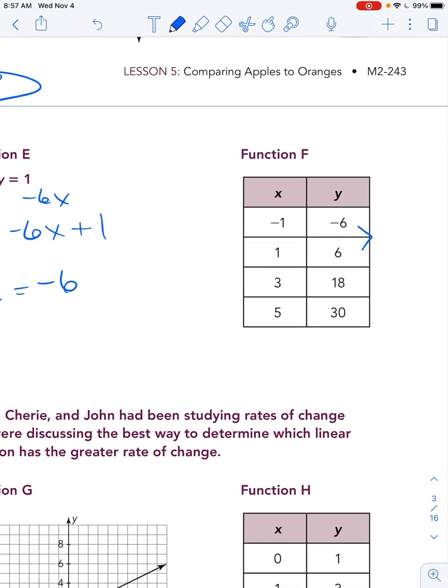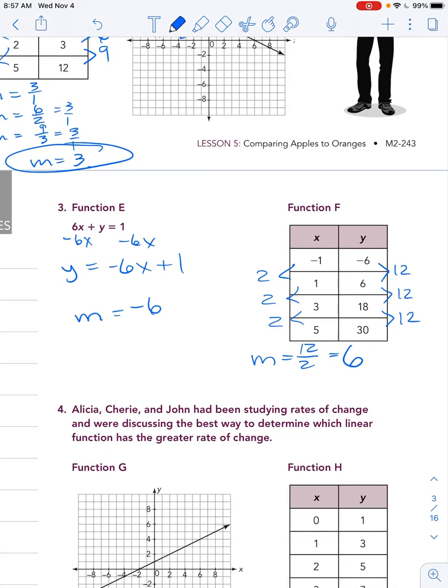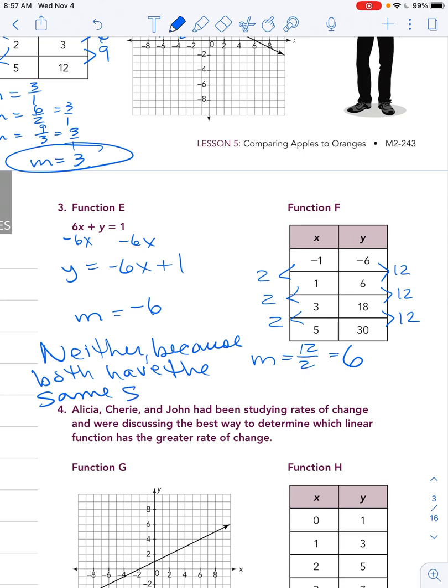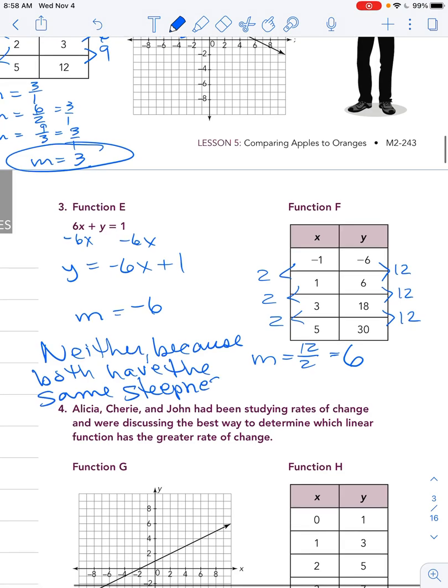Okay, over here, I go up by 12, I go up by 12, I go up by 12. I go up by 2, I go up by 2, up by 2. So my slope here is 12 over 2, which is 6. Now, you may be saying, oh, the function f, but both lines have the same steepness, boys and girls. So this one is actually going to be neither, because both have the same steepness. They're going in different directions, but their steepness is the same.